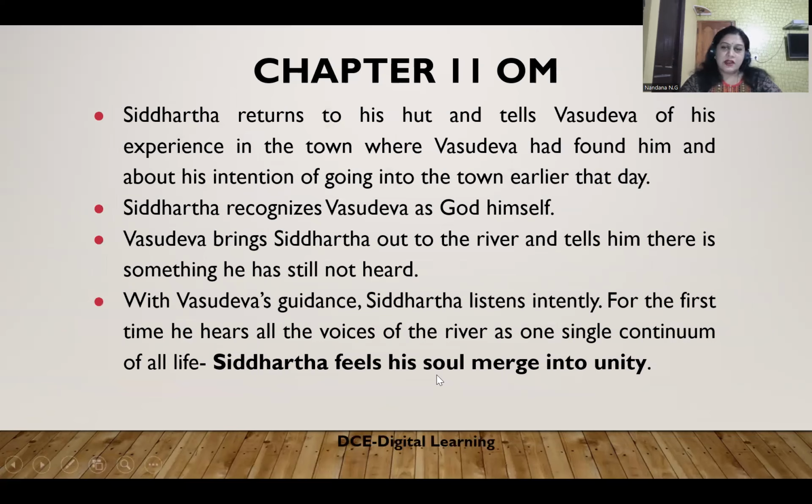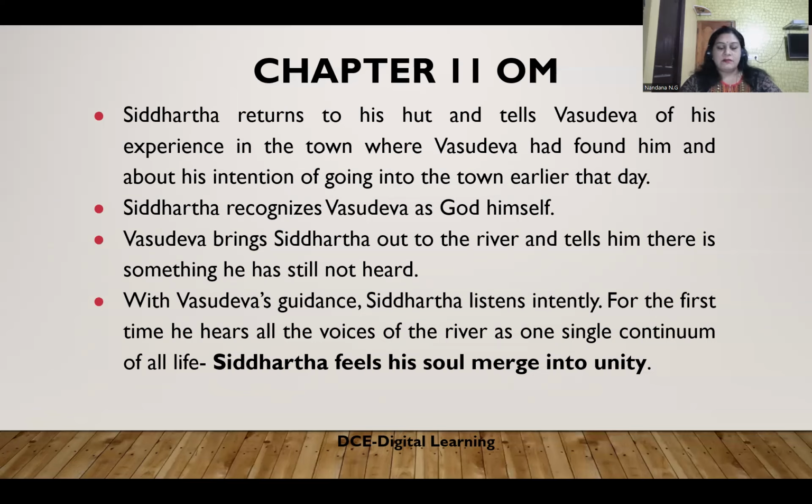Siddhartha returns to his hut and tells Vasudeva of his experience in the town where Vasudeva has found him and about his intention of going into the town earlier that day. Siddhartha recognizes later that Vasudeva is none but God himself. Vasudeva brings Siddhartha out to the river and tells him there is something he still has not heard. With Vasudeva's guidance, Siddhartha listens intently.